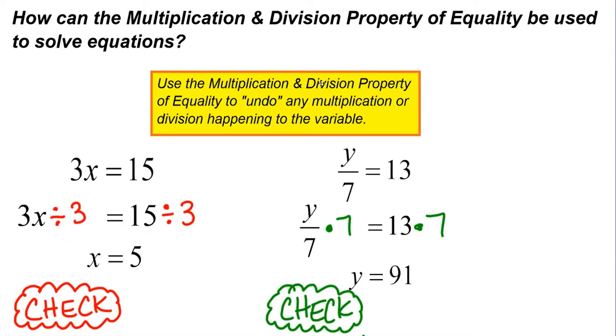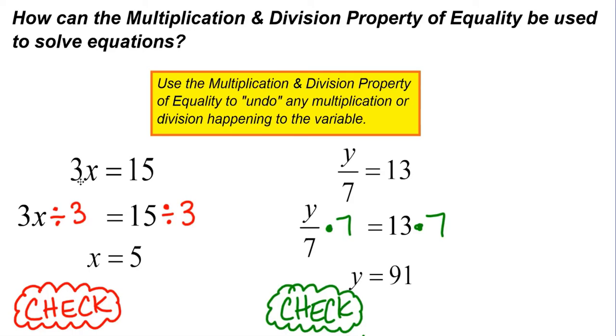So how do we use multiplication and division properties of equality to solve equations? Well, we're going to use them to undo any multiplication or division happening to the variable. We're going to do the opposite of what's happening to the variable, because just like with addition and subtraction, they will kind of cancel each other out, and then we'll have just the variable so we can solve our equation. So an example here, 3 times x equals 15. Well, 3 times what is 15? Again, you could probably do this mentally, but I want to show you how using the division property of equality will get us the correct answer, even if we didn't know how to do it mentally.